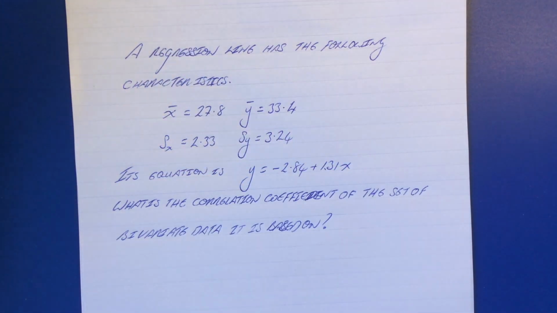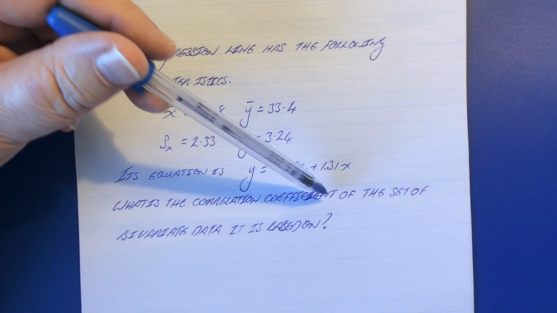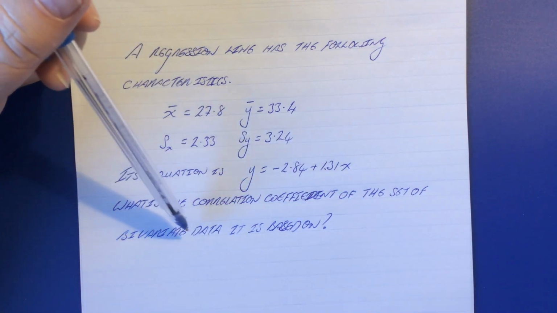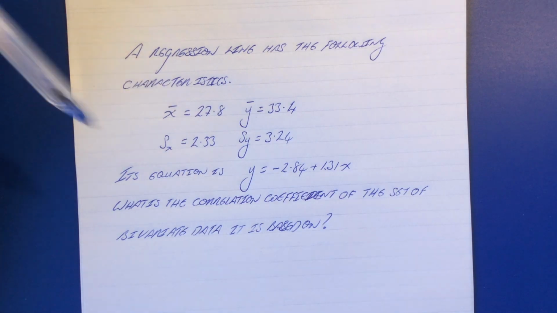Now, I should say that this is an exam question that popped up in, I think, a textbook that a student of mine had, but it's noted as being an old exam question. Anyway, the question went on. What is the correlation coefficient of the set of bivariate data that all of this is based on?